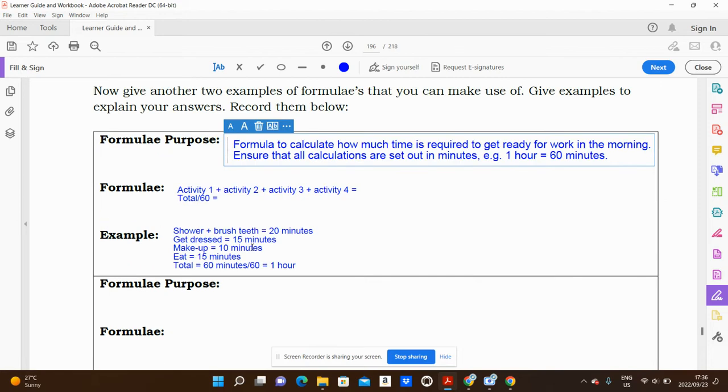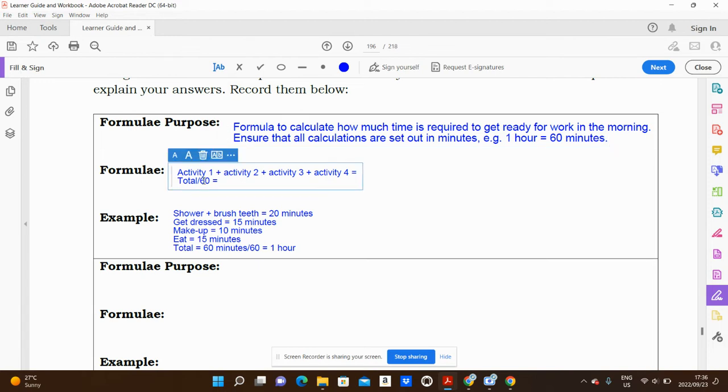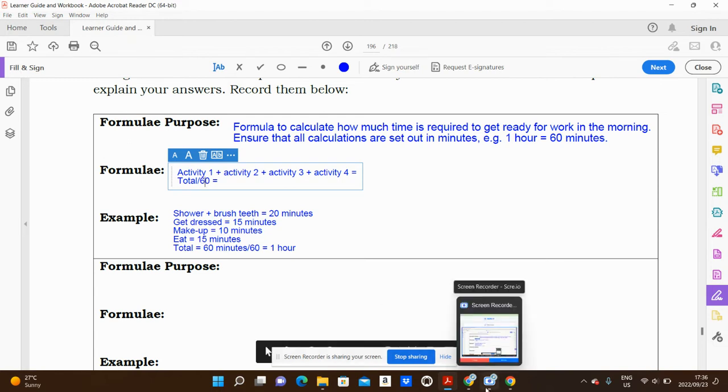And so I just went a bit more creative and said, okay, the formula to calculate how much time is required to get ready for work in the morning, and then ensure that all calculations are set out in minutes. For example, 1 hour equals 60 minutes. That is the purpose of what we're trying to find. And so the formula I used is to add your activities together.